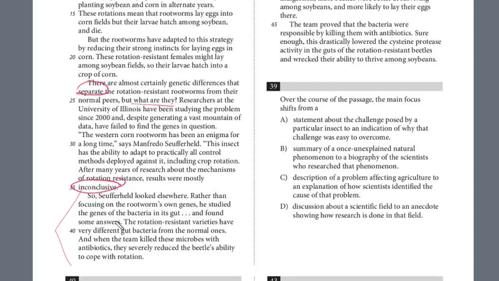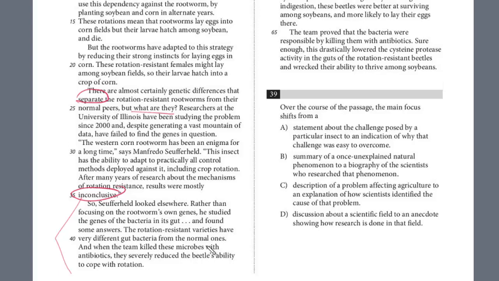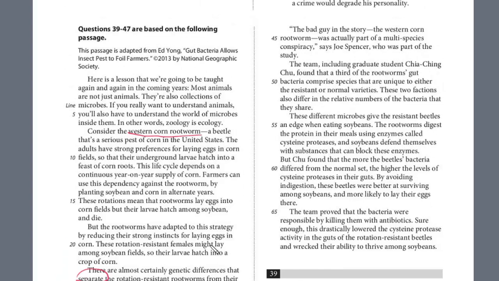And so it really is going to be one of these last two, focusing on the rootworm's own genes. He studied the genes of the gut, and they have very different gut bacteria from normal ones. So this is kind of describing what we don't really have the evidence for yet. But then if we look around, here the team, unique to the resistance, they differ in the relative number. Again, let's look around here. The different microbes give the resistant beetles an edge when eating soybeans. The rootworms digest the protein in their meals using enzymes called cysteine proteases, and soybeans defend themselves with substances that can block. This is really explaining how they do it.